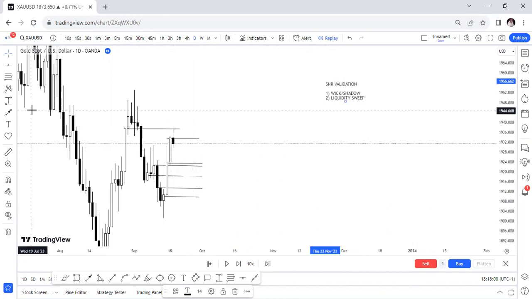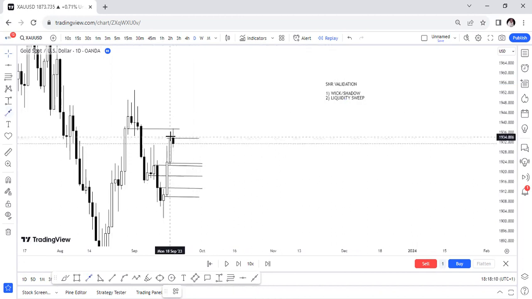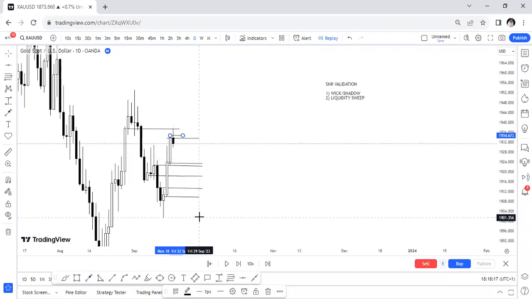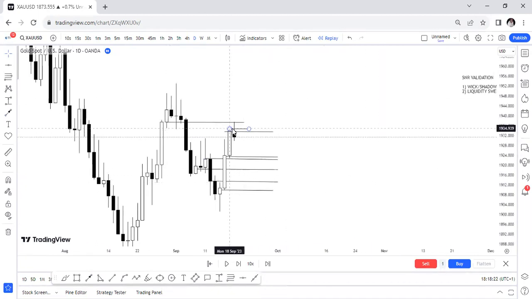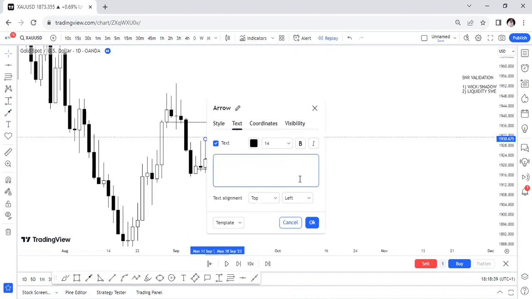What is a liquidity sweep? If you look at this place here, this candle here has been taken out. See, the high of this candle was taken out before the price tapped into this. So this is a liquidity sweep. And again, you see this place too. This is a liquidity sweep. The high of this double top here was taken out. So automatically, this is what we call a liquidity sweep.